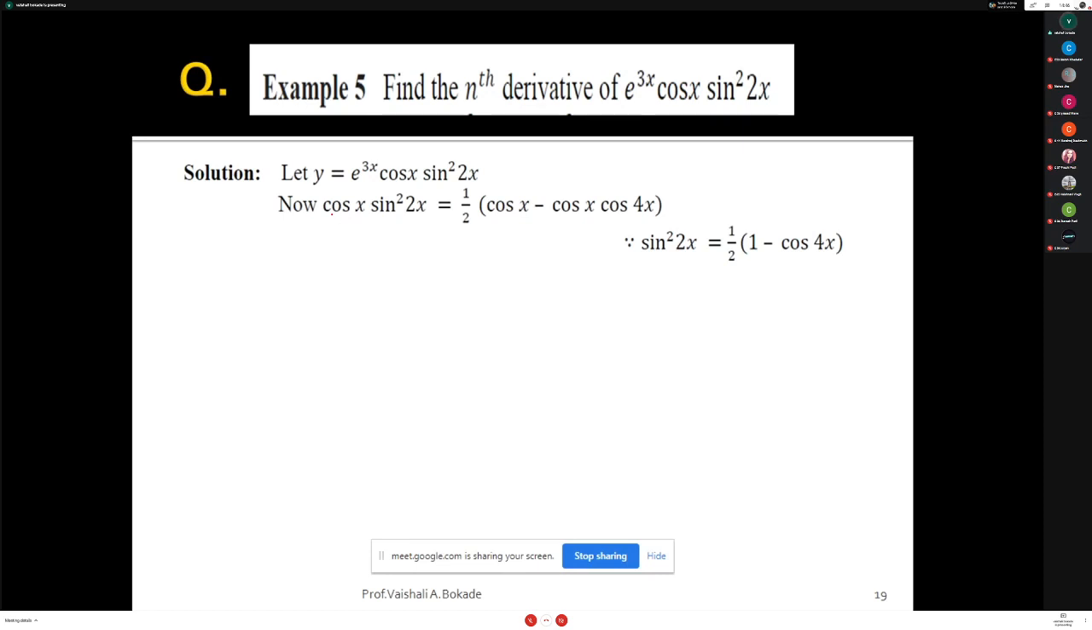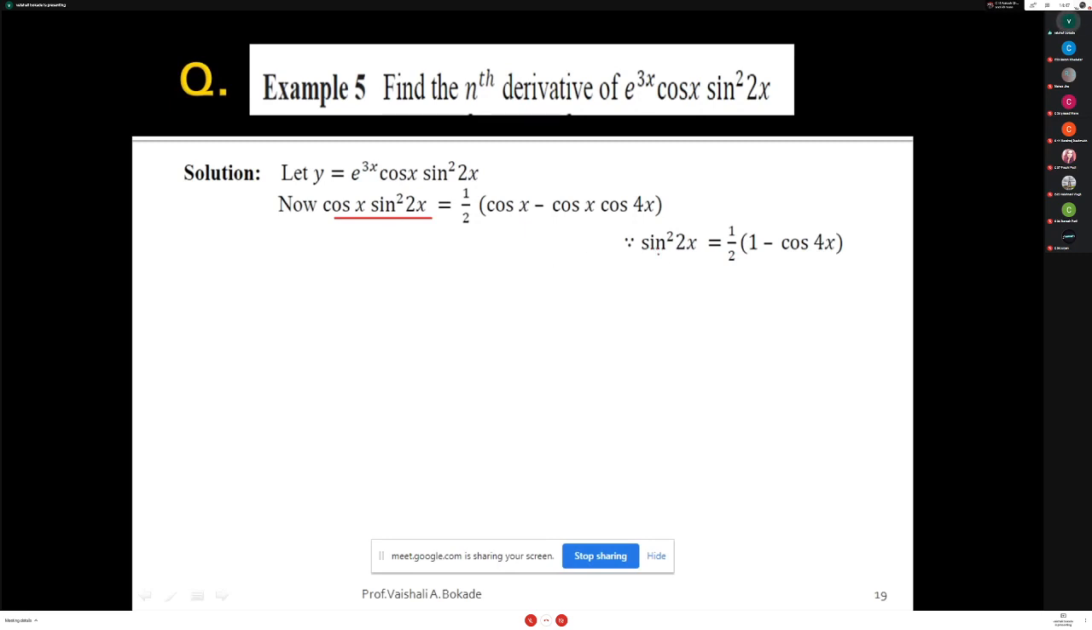So I start with the solution. I'm just taking only cos x into sine square 2x here. What I'm doing for sine square 2x is writing it as 1 minus cos 4x upon 2.